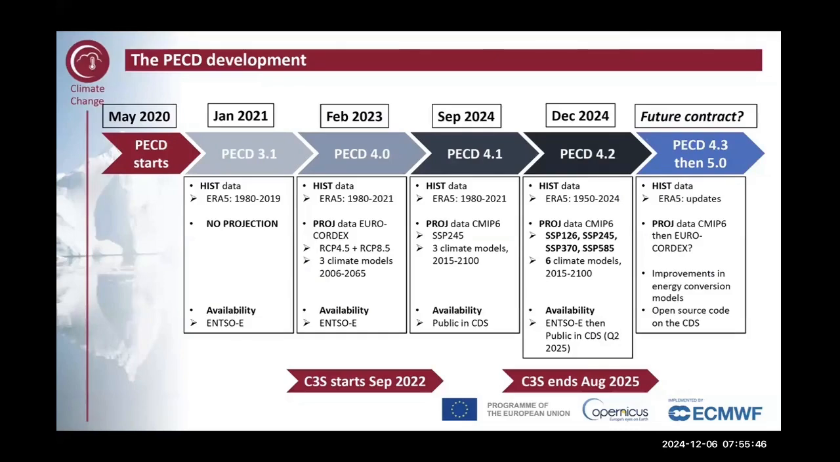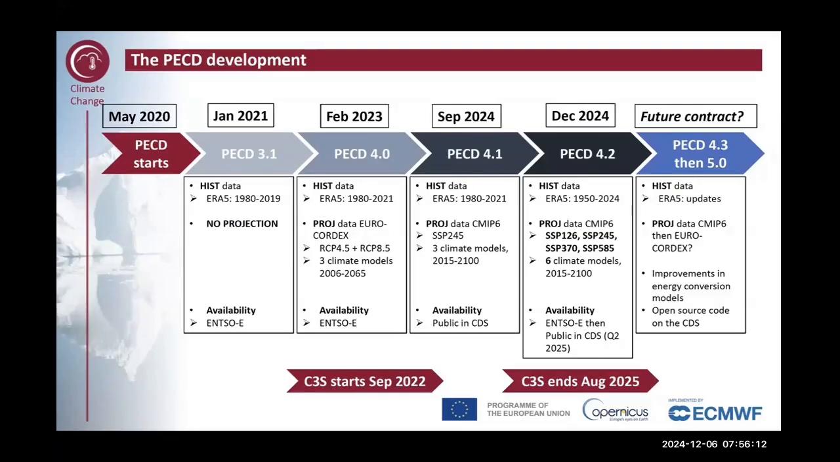In January 2021, PECD 3.1 was released, which had historical data only, taken from the climate reanalysis called ERA5, covering the period 1980 to 2019. Specifically, no projection data were available for this version, and the data were available through ENTSO-E.